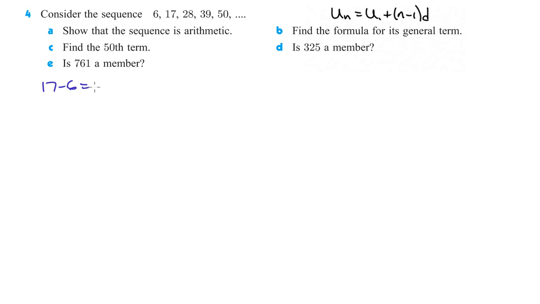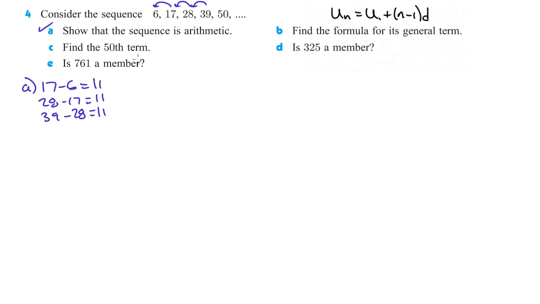17 minus 6 gives us 9. That's this minus this. And then we'll do 28 minus 17. That also gives us 9, and then do 39 minus 28. Oops, these are all 11s, not 9s. Don't mind me. 11 and 11. Okay, so that shows that all the differences are the same each time. So that's part A. So we've shown that it is arithmetic.